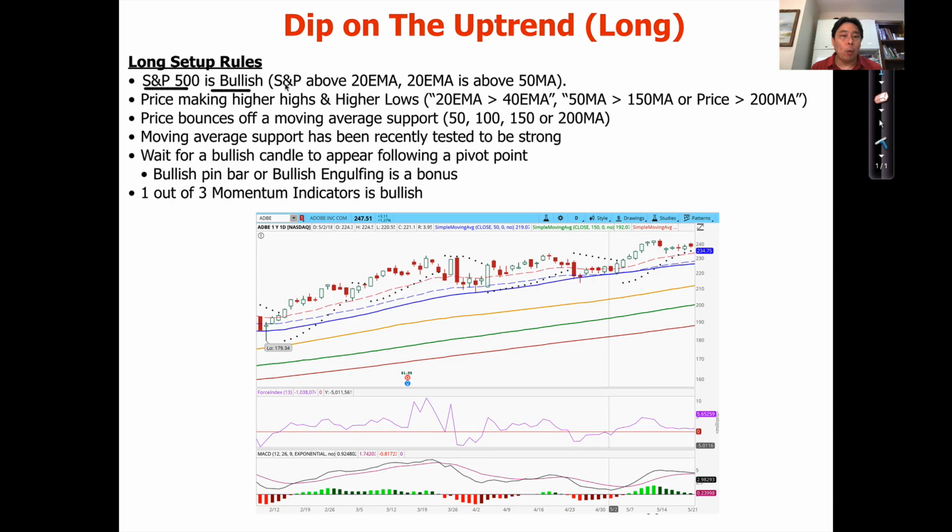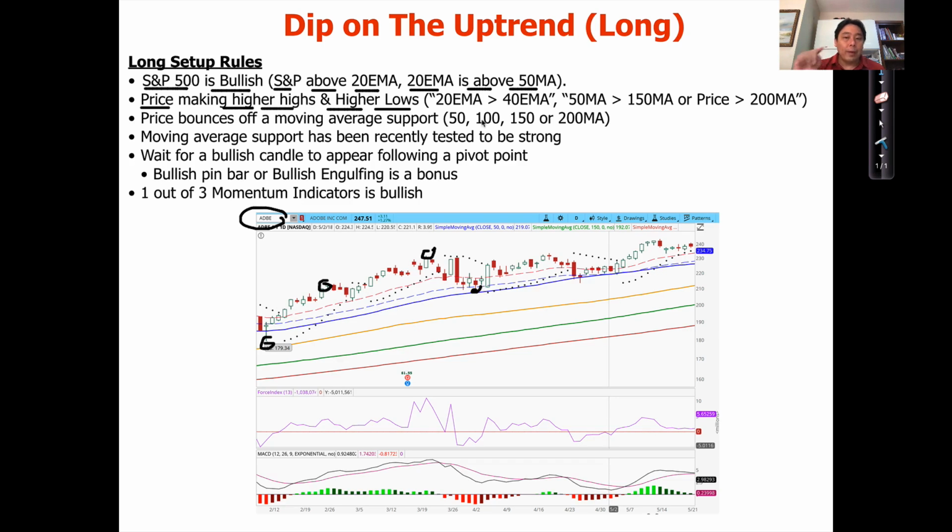How do we measure that? We want the S&P to be above the 20 EMA, and ideally when the 20 EMA is above the 50 moving average. So that gives us a very strong bullish market and the ideal time to take long trades. Next, on the specific stock we're trading. So in this case, for example, we're looking at Adobe on this chart. We want to see the price on a very, very clear uptrend, making higher highs and higher lows. So as you can see, the price is making higher highs and higher lows. So we're going to see that uptrend pattern.